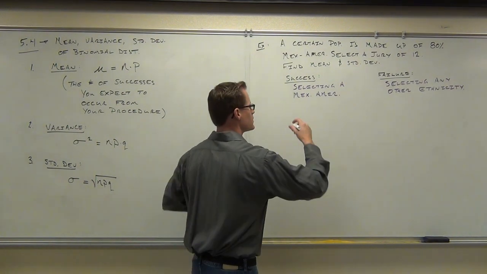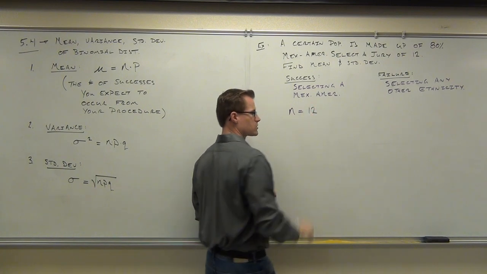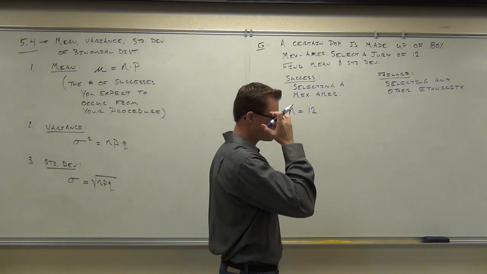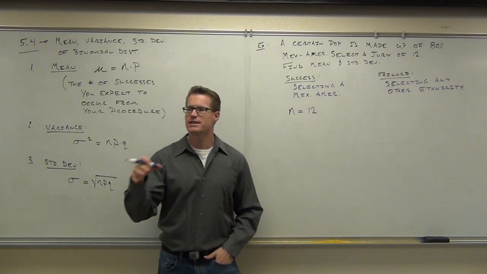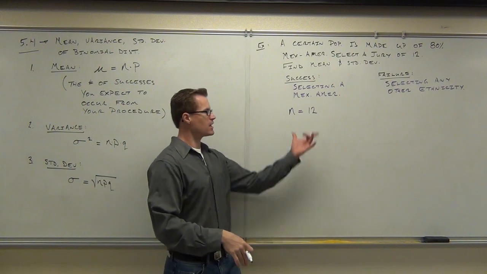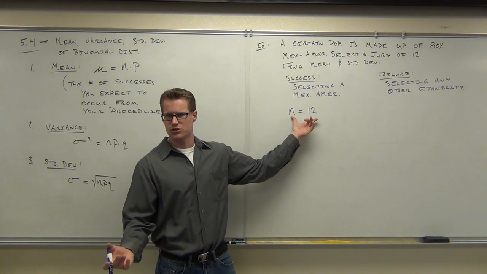So let's identify some of these. Our N is, of course, 12, since we're selecting 12 people, 12 individuals for this jury. Notice how you have to identify your success and your failure before I ask you the next question. And you can figure that out. You're selecting 12 people, no problem. That's N. You all clear on why N is 12?